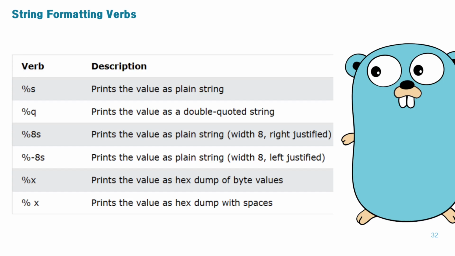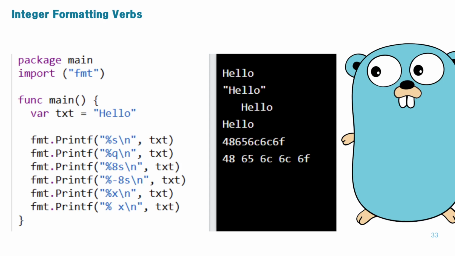Next we have string formatting verbs. %s prints the value as a plain string, %q prints the value as a double-quoted string, %8s prints the value as a plain string, width 8 and right adjusted, and %-8s prints the value as a plain string, width 8, left justified. %x prints the value as a hex dump of byte values, and % x prints the value as a hex dump but with spaces. Here is the example.